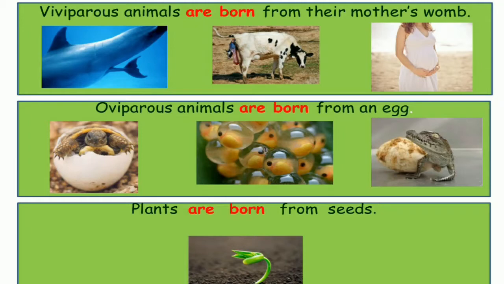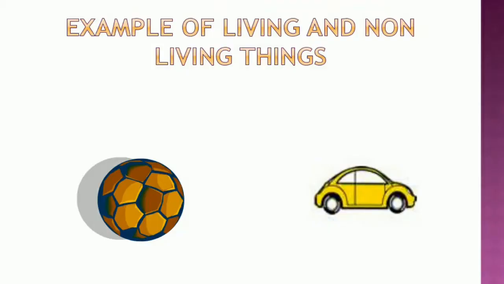Okay, now children, we are going to learn the next slide. Examples of living and non-living things. Here we can see a ball and a car. They both are examples of non-living things. Here we can see the ball can't breathe and the car also can't breathe, and they need not breathe or grow.